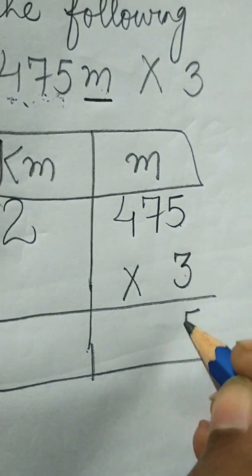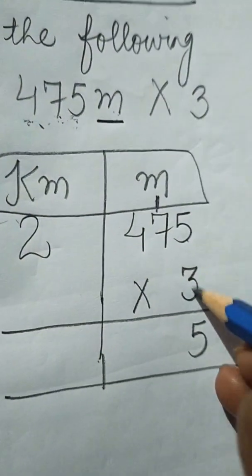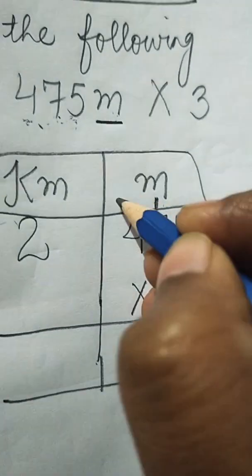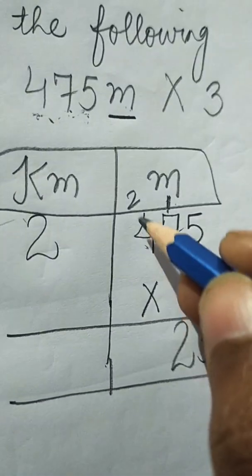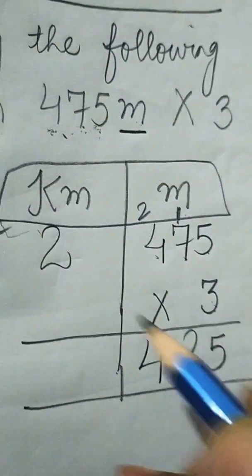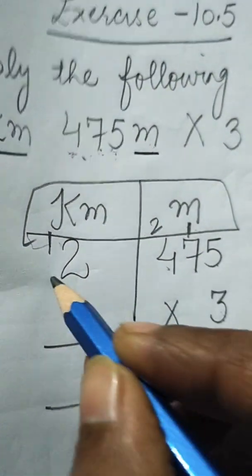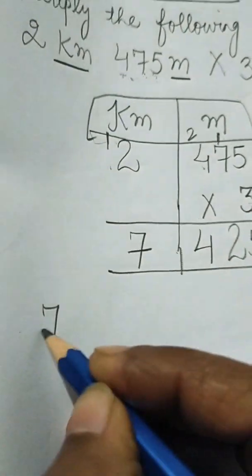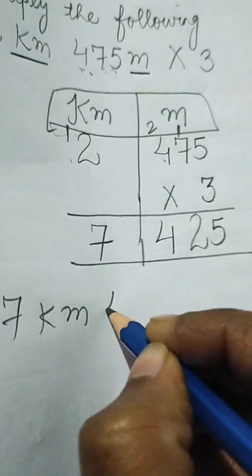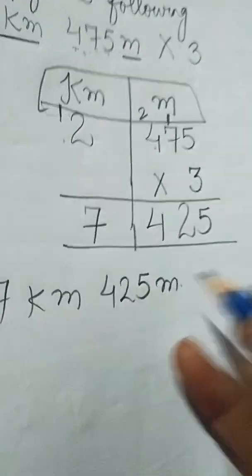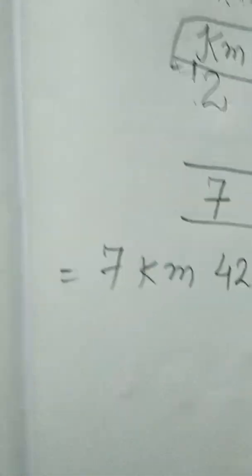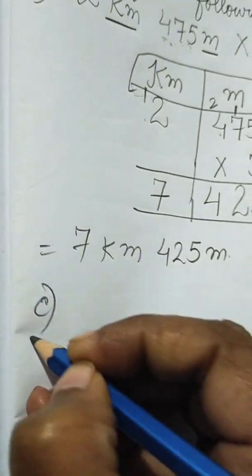3 5s are 15, 1 will be carried. 3 7s are 21 and 1 is 22, then 2 will be carried. 3 4s are 12 and 2 is 14, again 1 will be carried. 3 2s are 6 and 1 will be 7. So here what we got? We got 7 kilometer 425 meter as the product. Yes, now let's move to C part. B part you will do by yourself.